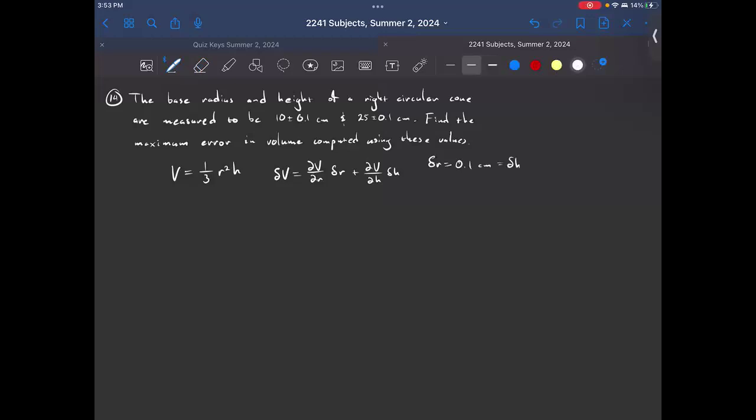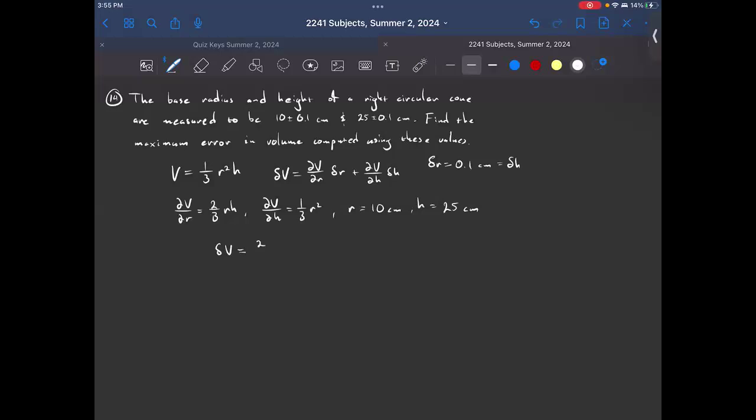And the derivatives are going to be partial V, partial r equals 2/3 r h. Partial V, partial h is 1/3 r squared. All right, so now that we have our derivatives, we can plug in some numbers. And what numbers do we want to plug in? Okay, so we'll have r equal 10 centimeters. This is our sort of base value, what we think the measurement is, and h 25 centimeters. And so now we can compute our error, delta V, by just plugging everything in.